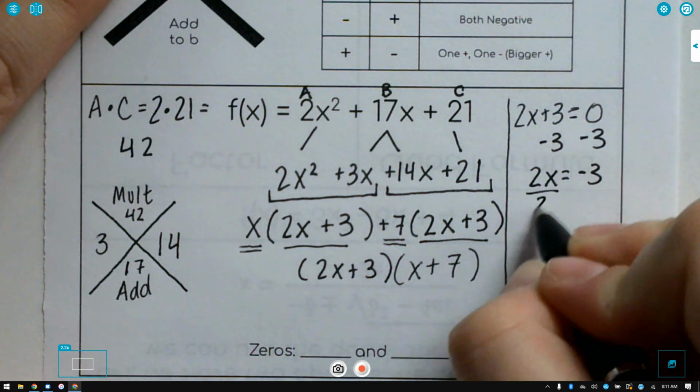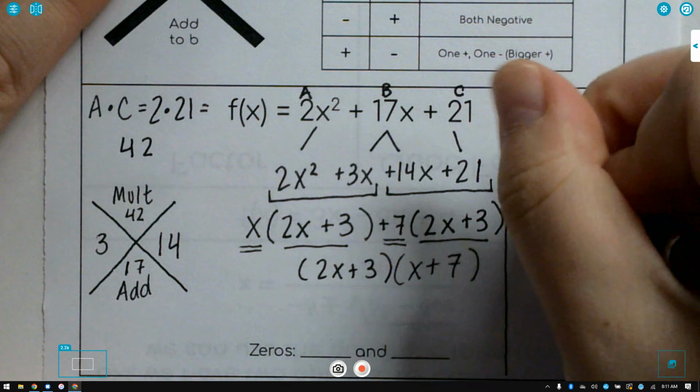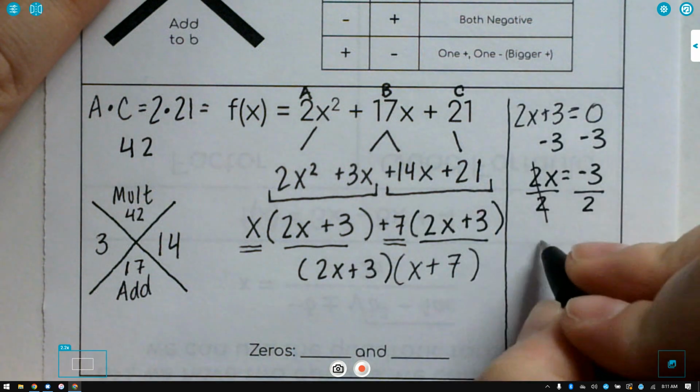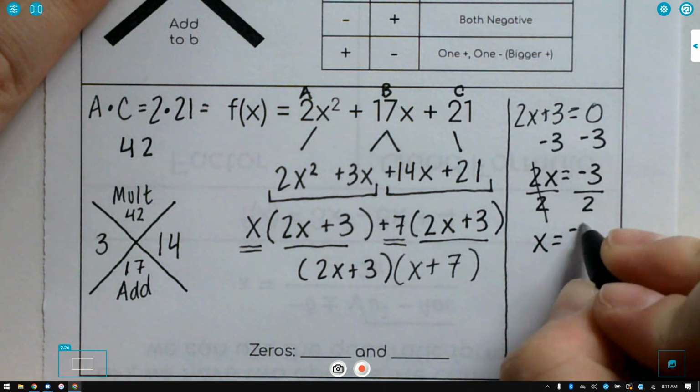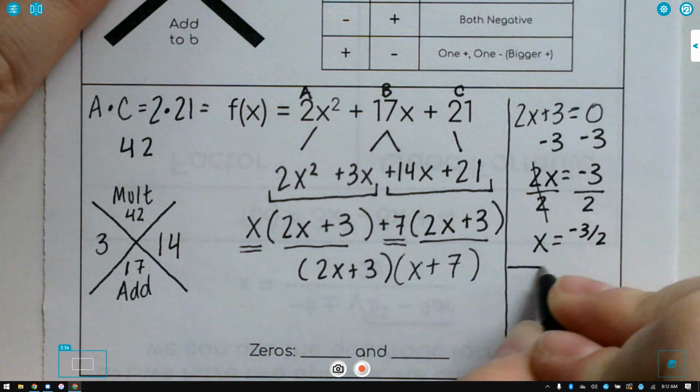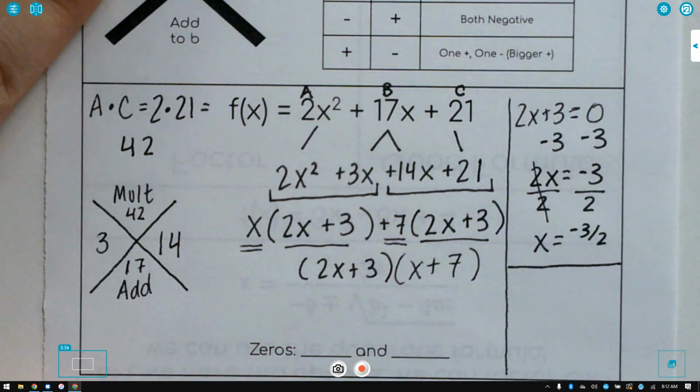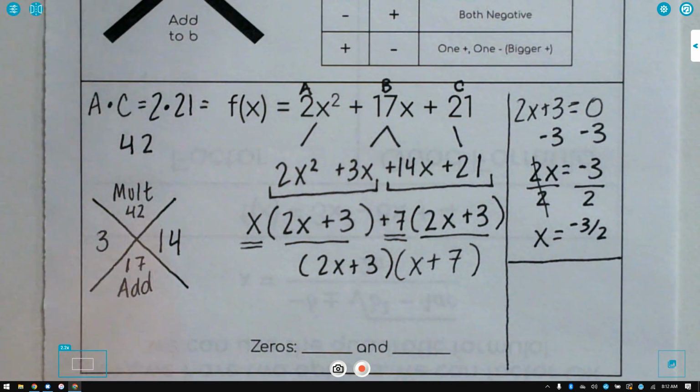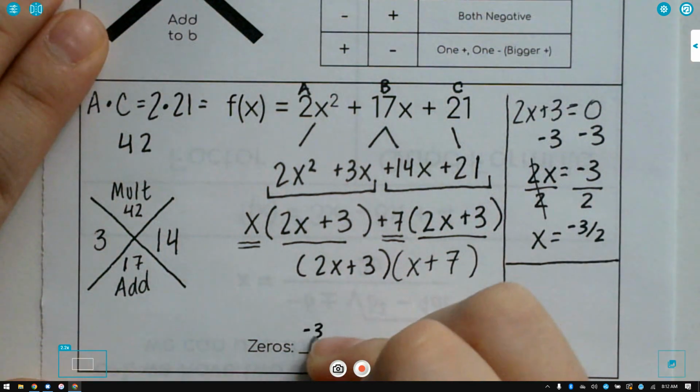And then we'll divide both sides by 2. We'll get x equals negative 3/2. And so we'll leave it as a fraction, negative 3/2. That's one of our answers.